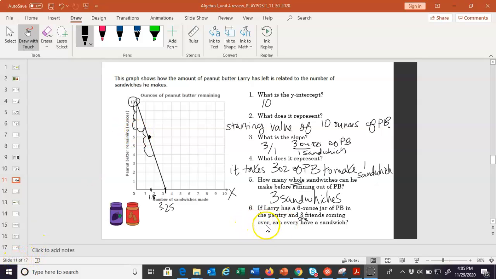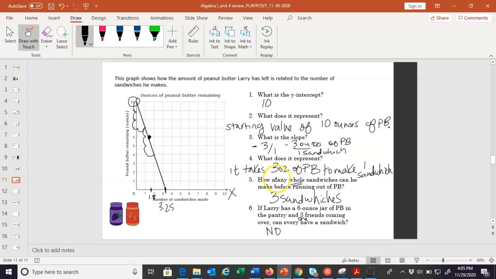So we're going to say no, right? Because we need 3 sandwiches and even 4 if you count Larry. So we're going to say no. One thing I noticed here, and hopefully you guys noticed it too, this line is going down. So we do need a negative on our slope here. Negative 3 ounces per sandwich.